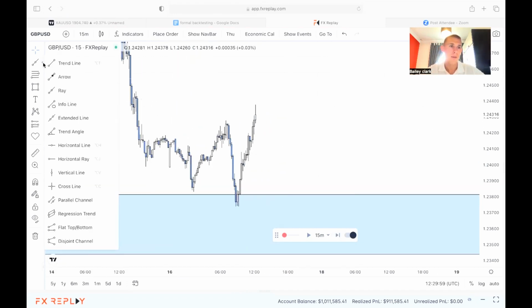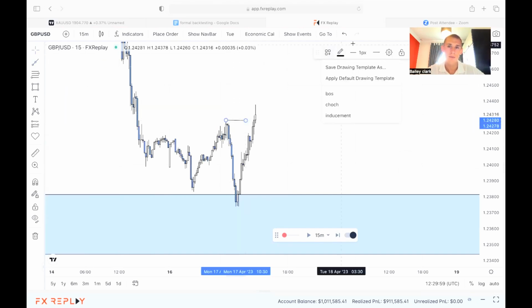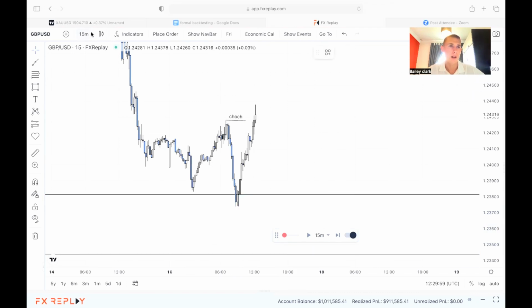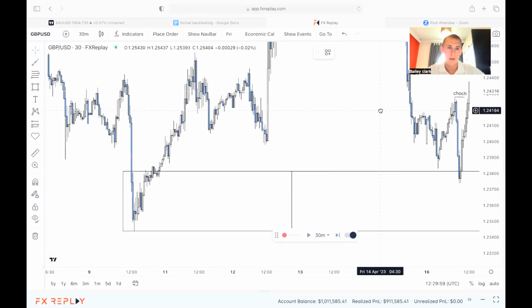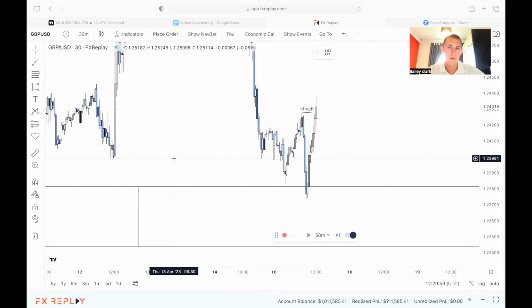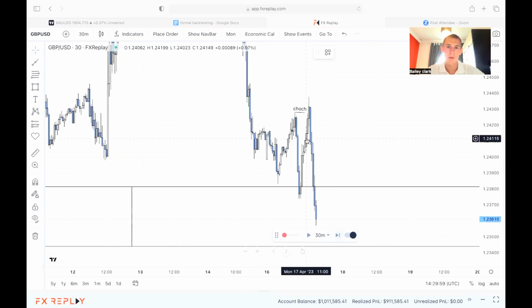And there we go. That would be our first sign of a reversal. We have the change of character. This area becomes mitigated. I'm not currently seeing any entries though, so wait a little bit.